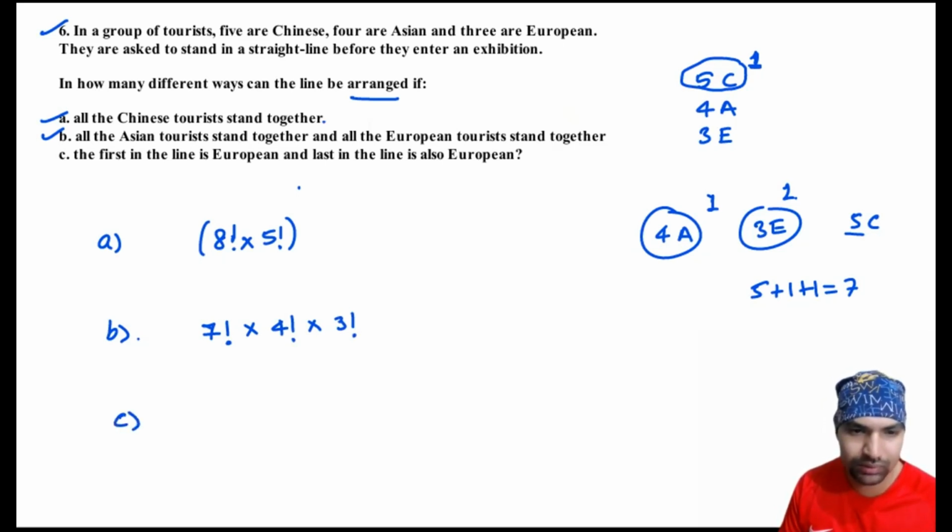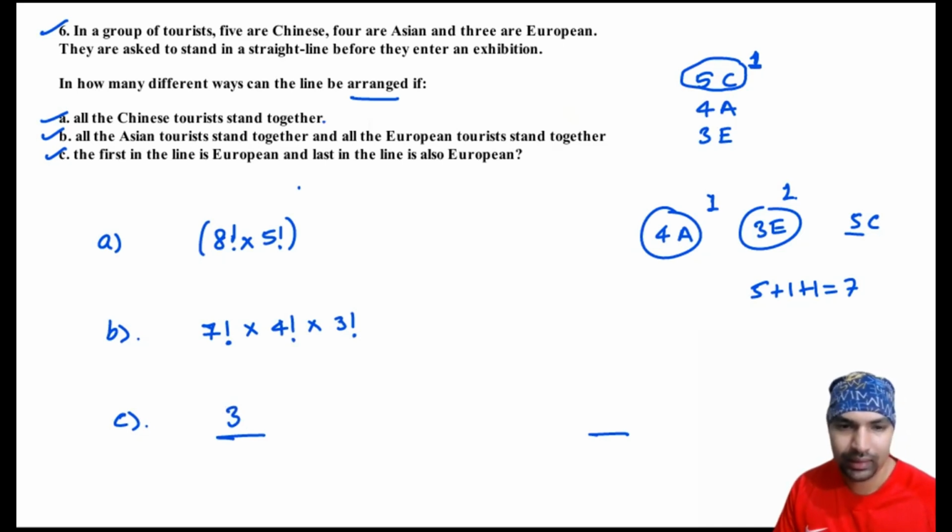Now coming on to part C, the first in the line is European and the last in the line is also European. So put 2 dashes. The first person can be filled in 3 ways, because 3 Europeans are there and any of them could take the first place. Now once one European is done, for the last to be European, how many are left? 2. So this can be filled in 2 ways.